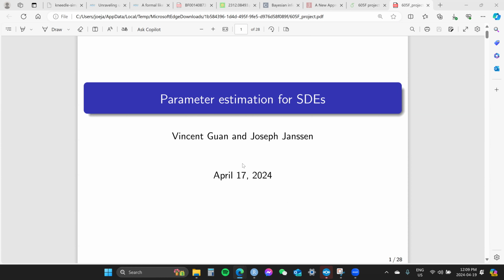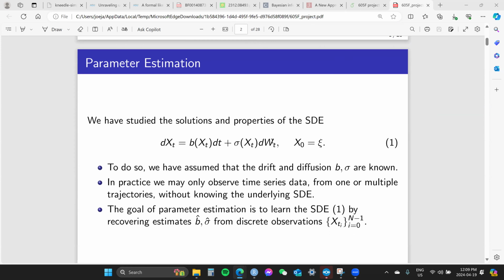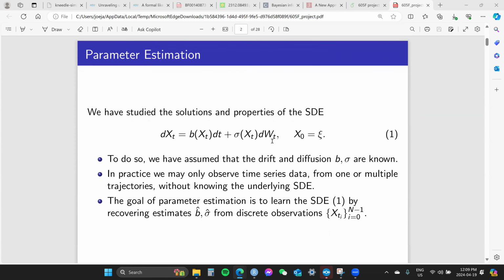Okay, so today Vince and I will be presenting our project, which we presented a couple days ago, but we have some extra stuff here because we have extra time today. So the topic for today will be parameter estimation, specifically for stochastic differential equations, or SDEs.